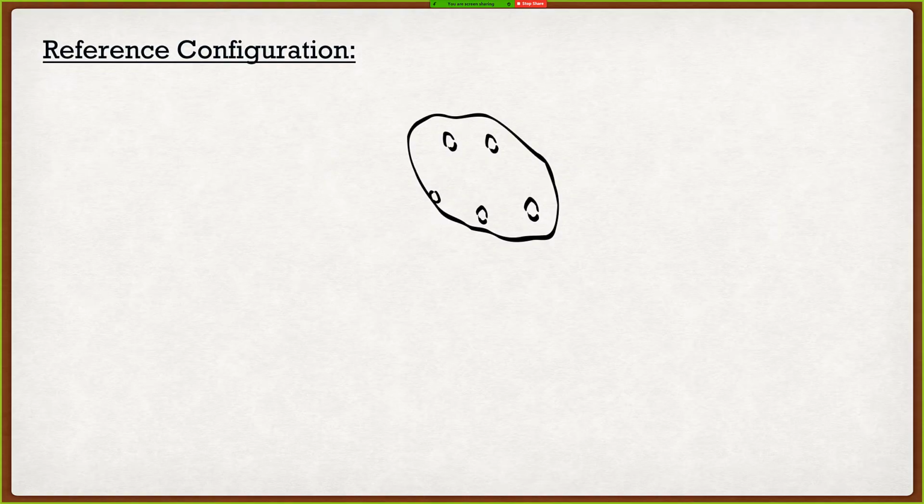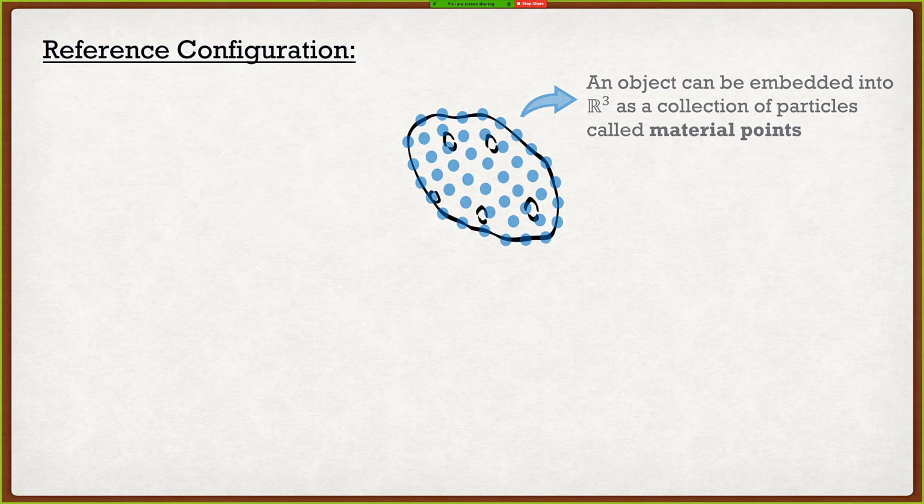So let's begin by talking about configurations. If I were to have a potato, just a regular potato on a page, it really means nothing to us. We don't have any sort of mathematical preliminaries to describe what this potato is. So what we do is we put a bunch of points on the potato, and we call them material points. The reason we do this is we can start embedding things into R3. How do we do that?